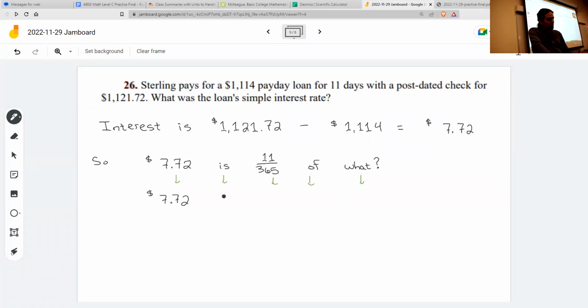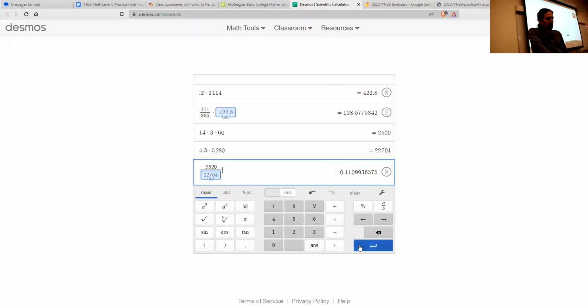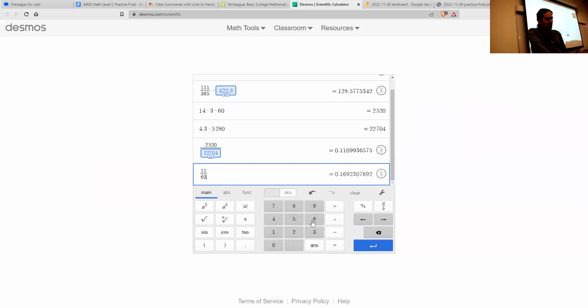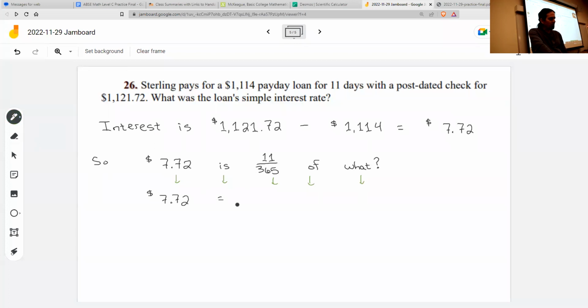$7.72 becomes equals 11 divided by 365. 365 is that, so 0.030137, or I don't want to round too much in the middle. Of becomes times, and y is what? We have something stuck onto y with times. So we're going to get y by itself by dividing by that amount.